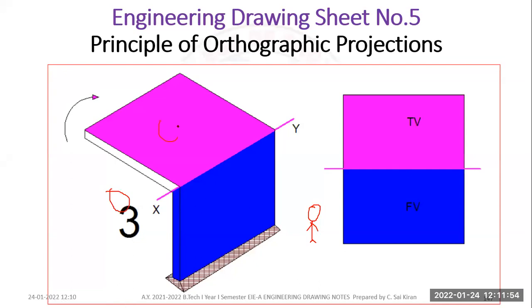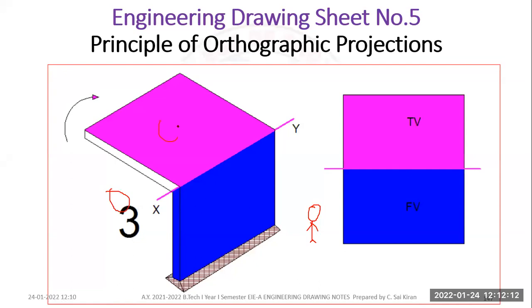So when we are rotating, the D distance will be above the xy line and H will be below the xy line. D is nothing but the top view, so you have to write a small letter. H is nothing but the front view, so you have to write C dash on this one.